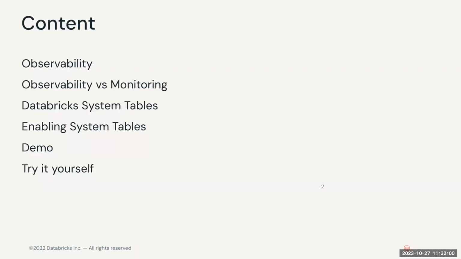So these are the contents that I want to present today. We're going to talk at a high level about what observability means, and then the difference between observability and monitoring. Then we're going to talk about how Databricks allows you to do observability using system tables. And then we're going to see a short demo of how to enable system tables within your account. At the end, I'm going to give you some links, because there are a couple of places where you can go and try it out yourself.